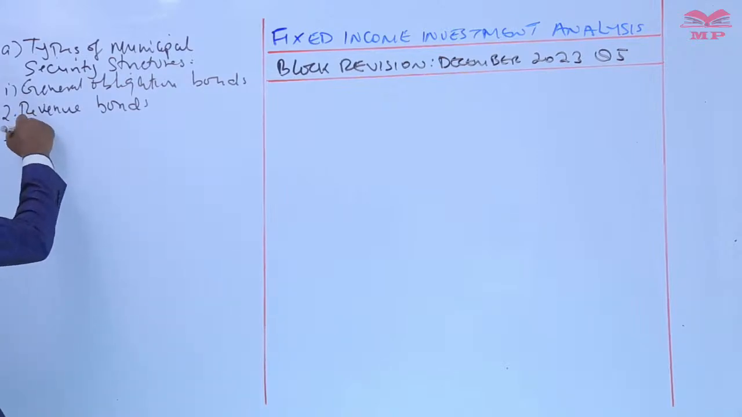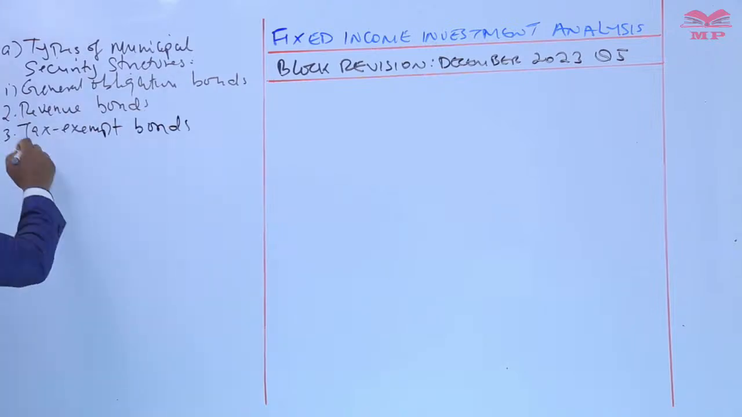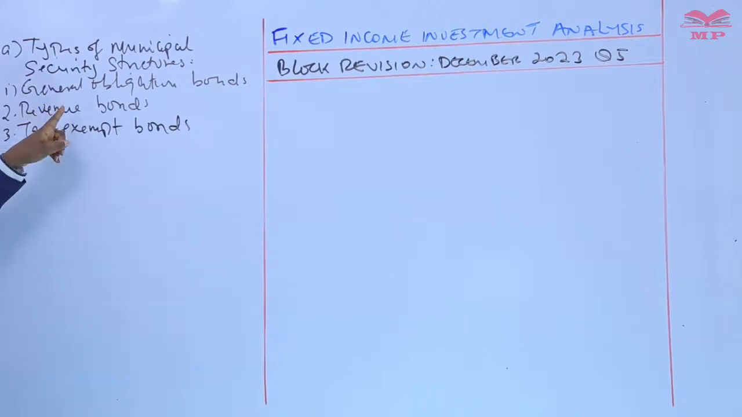Tax-exempt bonds. These bonds offer interest income that is exempt from any tax. They can be either general obligation bonds or revenue bonds. Here, the interest is exempted from any form of tax.